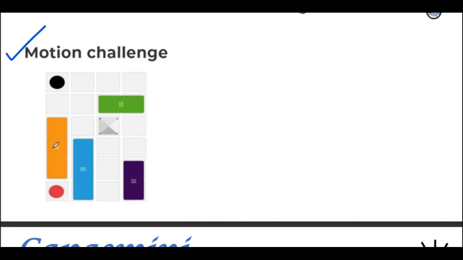So this is another category, which is the motion challenge category. In this category, we have to take this ball to this hole, and we have some obstacles in between, such as this one, this one, this one, and this one. So what we can do is move them around. We can move this thing there, here, here, upward. We can move in any direction, but we cannot rotate them.